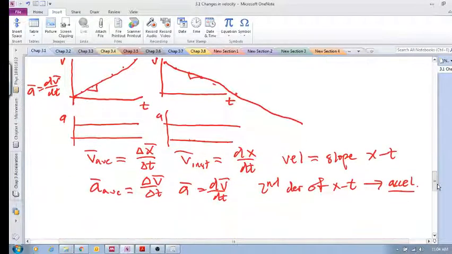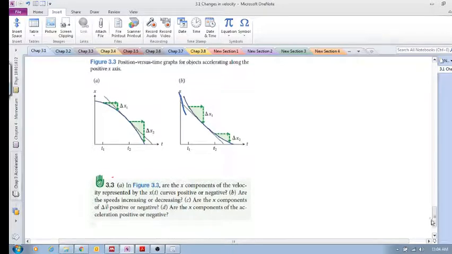All right, so try that also for these ones. Does this have a positive or a negative curvature? It has a negative curvature, so this means that there'd be a negative acceleration. This has a positive curvature.